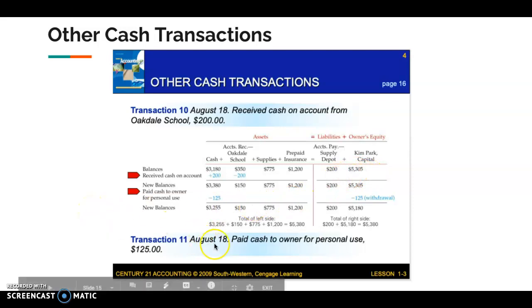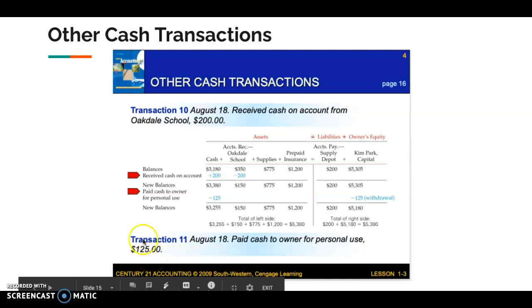All right, and then here we go. We paid cash to the owner for personal use. All right, so you're the owner. You can take out money from your business to pay yourself, but you have to put it in as a transaction. You can't just go to the cash register or whatever and take out the money. You have to actually write out a transaction, paid cash to the owner for personal use, and then put the amount.